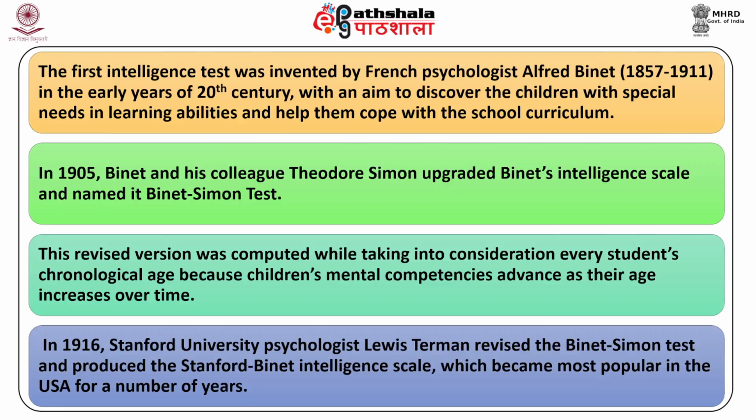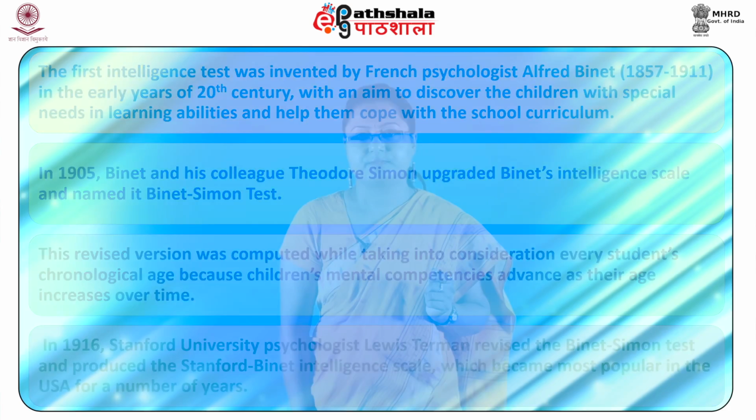age increases over time. In 1916, Stanford University psychologist Lewis Terman revised the Binet-Simon test and produced the Stanford-Binet intelligence scale, which became most popular in the US for a number of years. This test defined intelligence in terms of 4 distinct cognitive abilities.